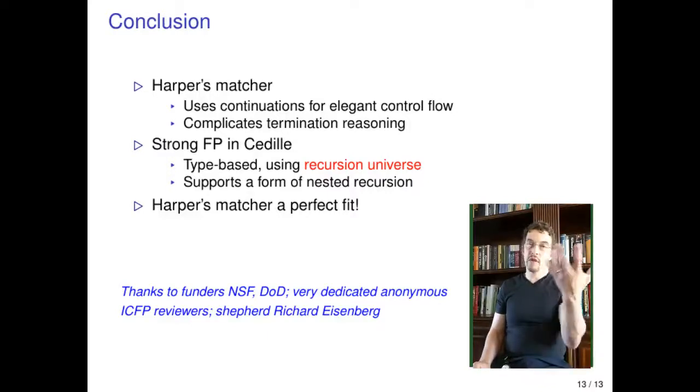And it turns out that Harper's matcher is just a perfect fit for this. It's very easy. We don't have time to wade through all the code, but it's really pretty much a direct port of the Haskell code because of the way that the abstract type for the eval function matches up perfectly with the inputs for the continuation.